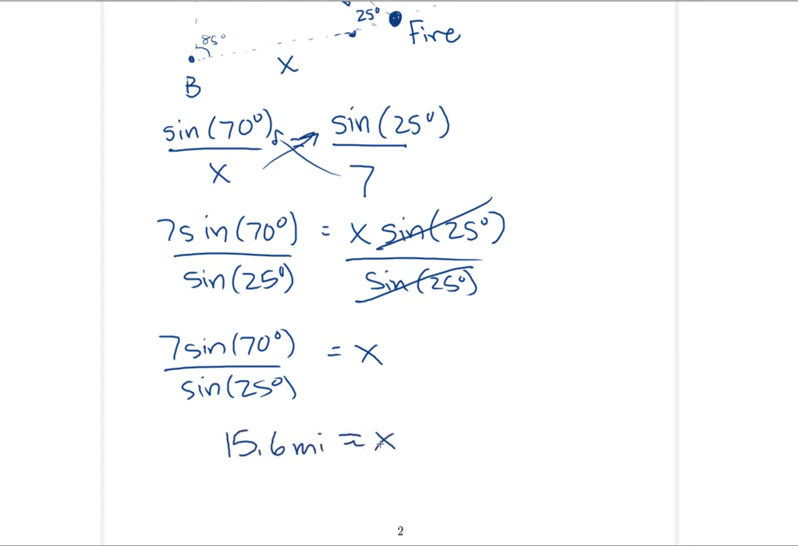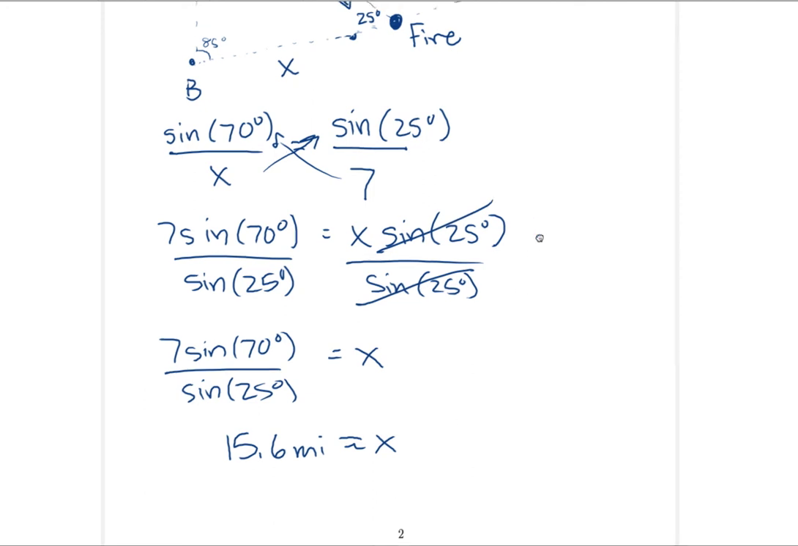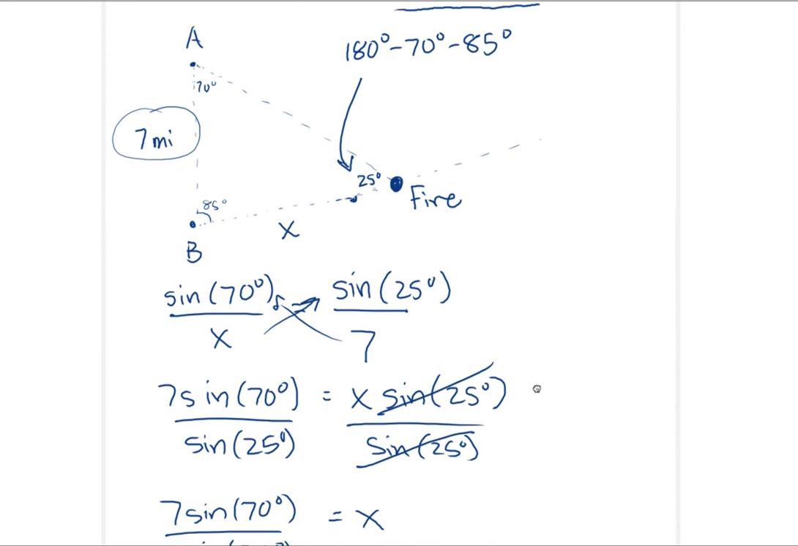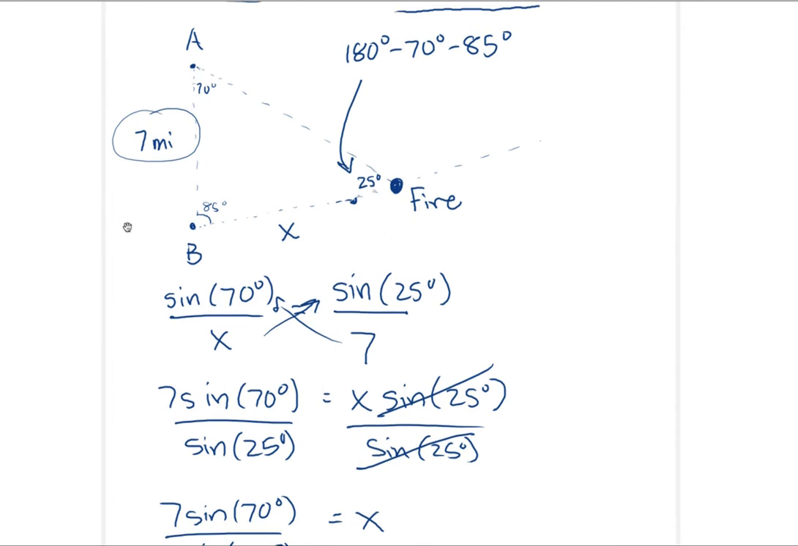All right, and let's see if that makes some sense. All right, well, you know what? I'm looking at this. This is supposed to be 15.6 miles. And you know what it tells me? It tells me that this is supposed to be twice as big as this, right? Approximately 15.6. So that means my picture's not great, okay?